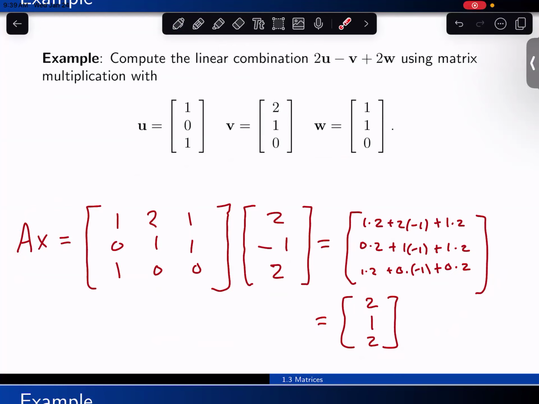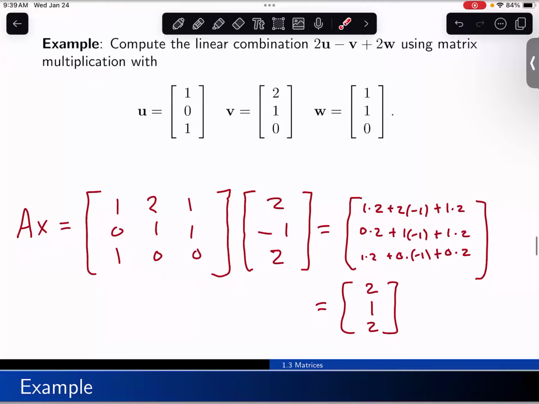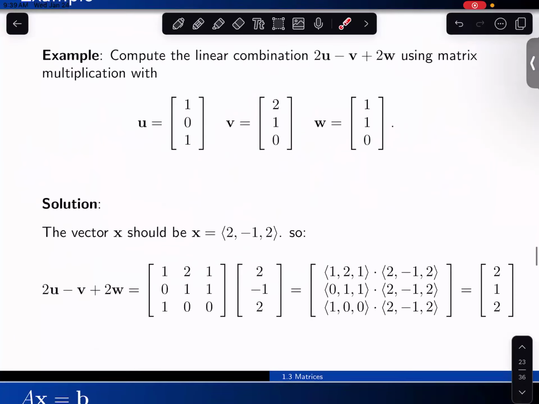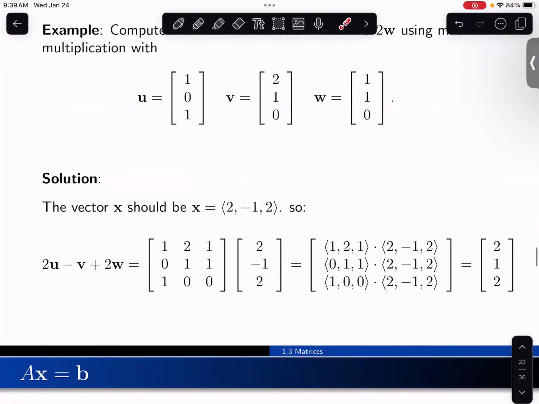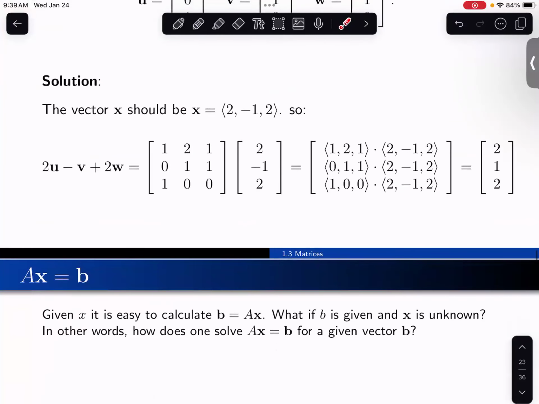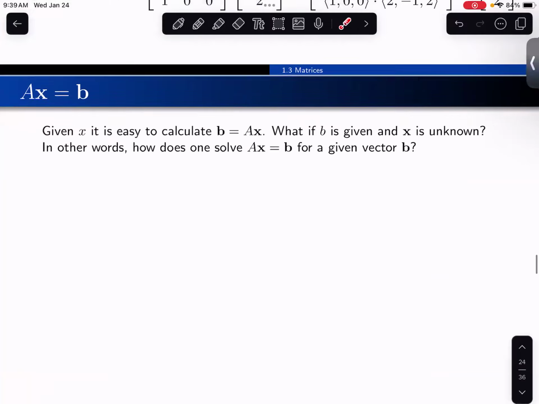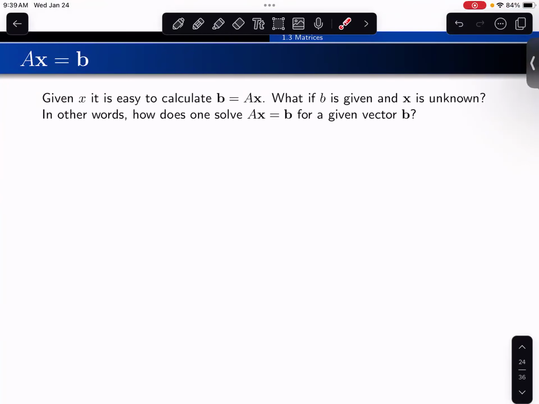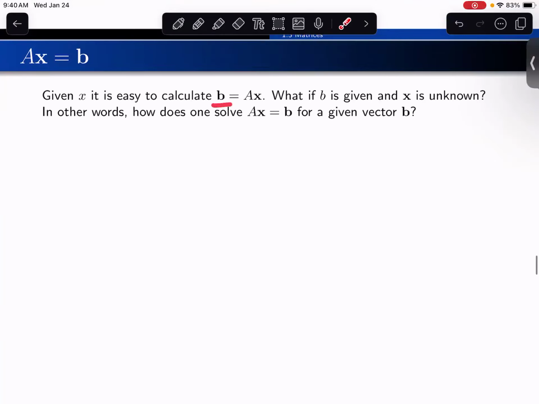Yeah, I don't know. Maybe this is boring for some, but matrix multiplication is one of the most important things in this class. So if you don't understand matrix multiplication, it's going to come back to bite you pretty hard. What we've seen so far is we're given matrix A, and we're given x as well, and then we're multiplying those together to get a new vector b.